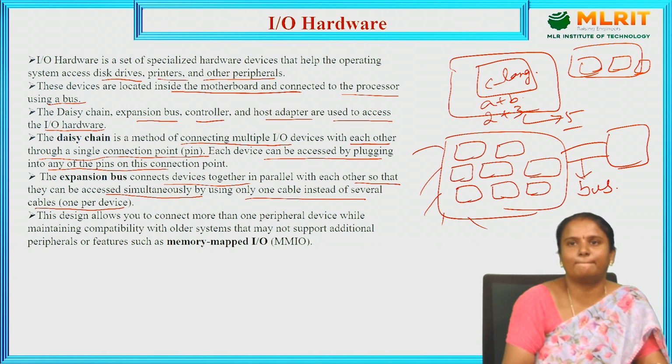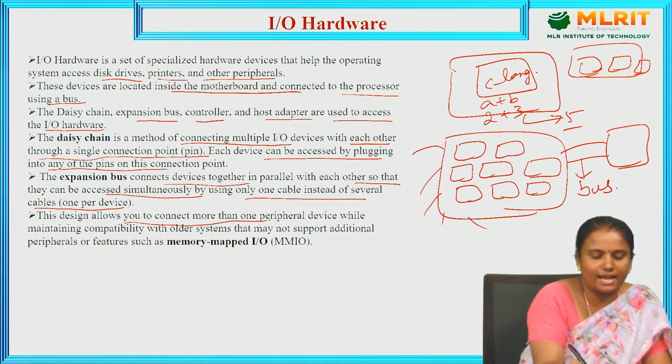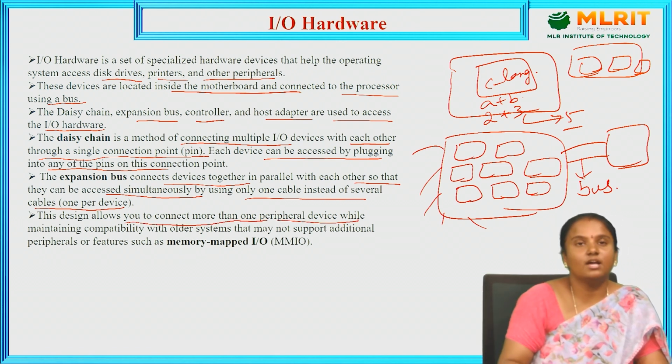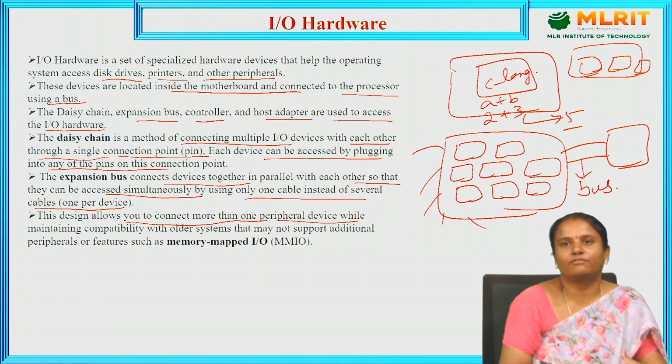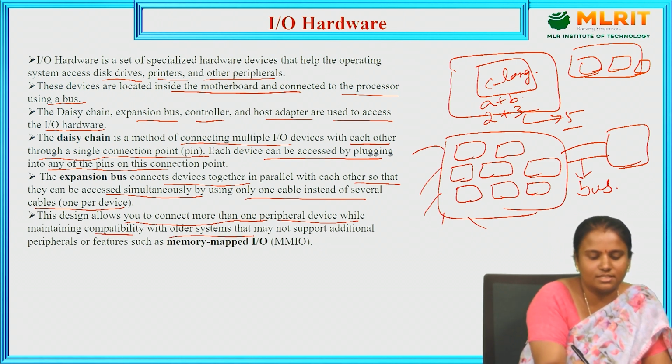After connecting each and every cable to the system, one after the other can be connected and performed easily. Why? Because if several cables or connections are performing at a time, they may be hacked or get some buffering. This design allows you to connect more than one peripheral device, so it helps to connect n number of peripheral devices at a time, while maintaining compatibility with older systems that may not support additional peripherals.